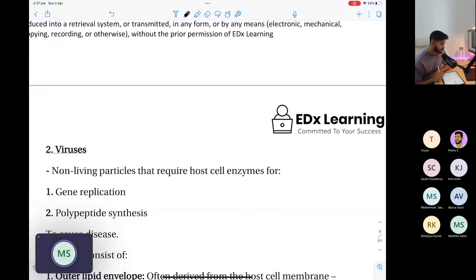Isn't it just like a cell without a cell wall, isn't it? It's not a cell because there's no organelles.